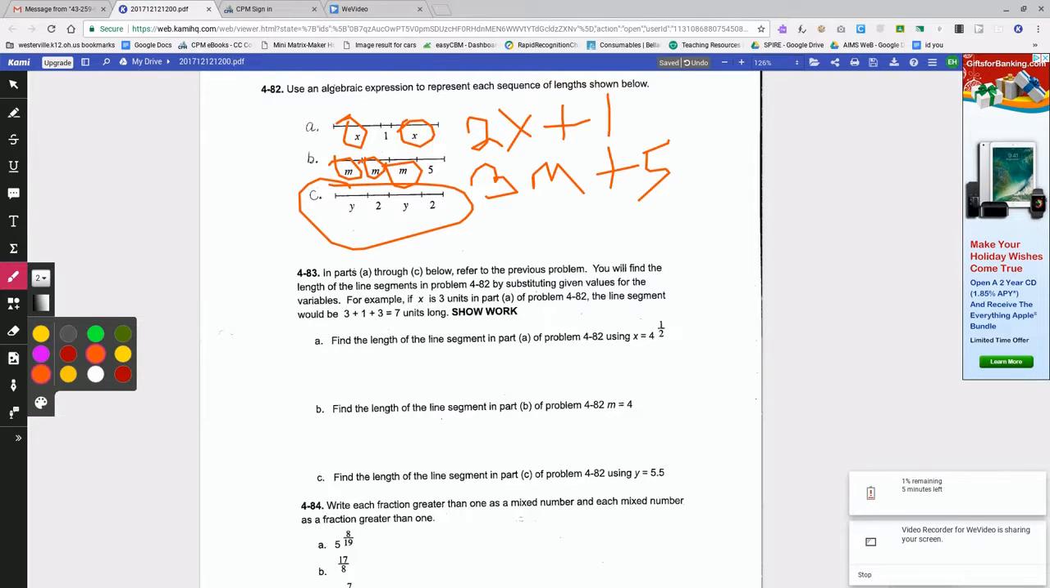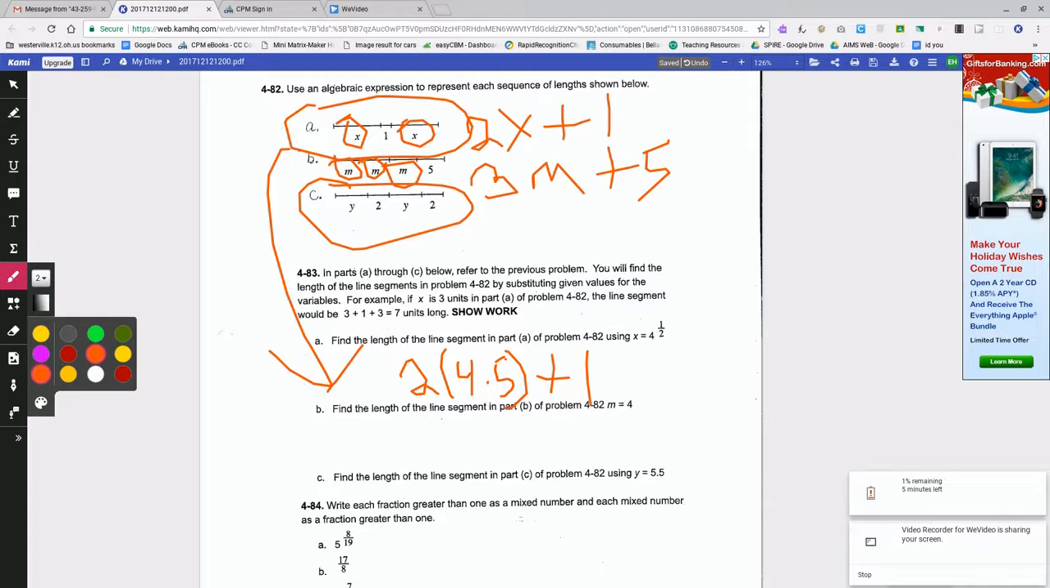Now again, we're taking these segments right here, bringing them down here to apply. So they're saying if x is 4.5, you have 2 times 4.5 plus 1, and so on. For the 3m's, if m is 4, you have 3 times 4 plus your 5. You'll get your answers.